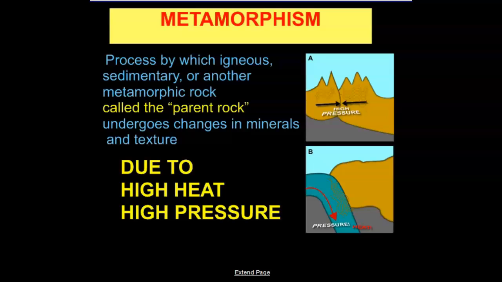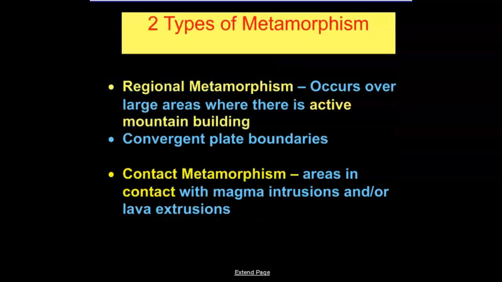Some of the ways rocks undergo heat and pressure are at convergent plate boundaries, where two plates are coming together. But another way is when magma intrudes into rocks. Based on how they form, we have two types of metamorphism.